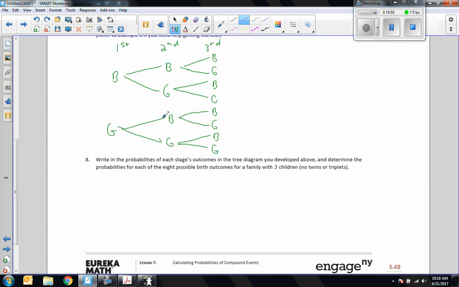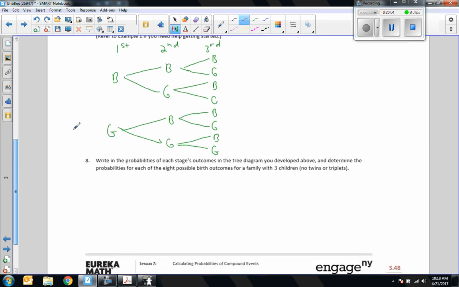Now we're going to use the tree diagram to write the probabilities of each stage and outcomes. So go back up here, and over here I'm going to write outcomes. So if I follow this branch, it's going to be B, boy, boy. All three are boys. Second branch, boy, boy, girl. So if boy, then another boy, youngest is a girl.